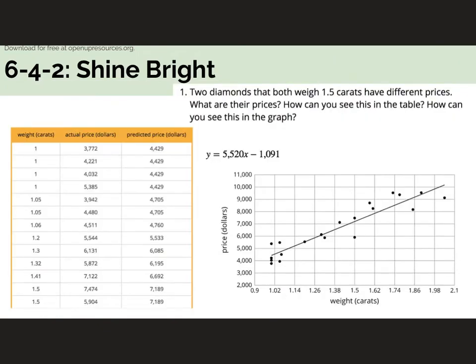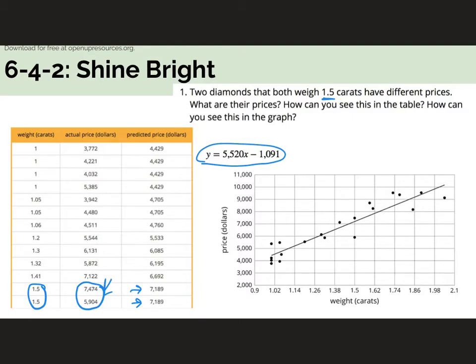Two diamonds that both weigh 1.5 carats have different prices. What are their prices? So I'm first going to look at the table. Here's my 2 diamonds that have a weight of 1.5 carats. Here's the actual prices for those diamonds. The predicted price is coming from the equation for the model right there. This is not asking about predicted price, it's only asking about actual price. So we see those actual prices right there in the table.